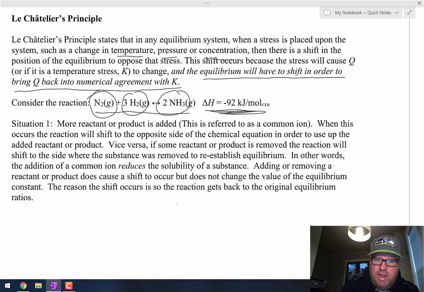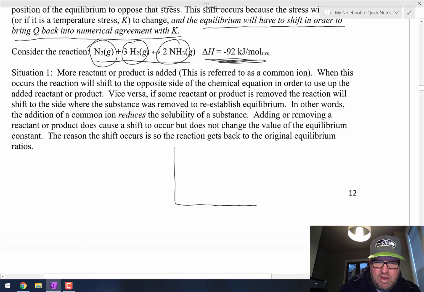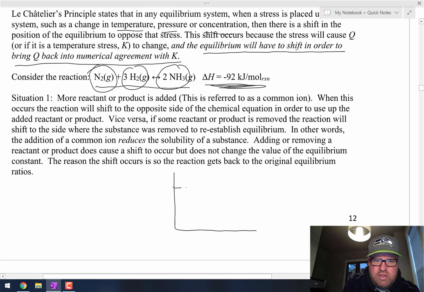Okay, and what that means is basically something like this. So let's say here's our amount of NH3, and here's our amount of nitrogen, and here's our amount of hydrogen. That's the amount we have at equilibrium. And now, all of a sudden, I'm going to add a bunch of NH3. That means the amount of NH3 is going to go up immediately. So I added some more NH3.